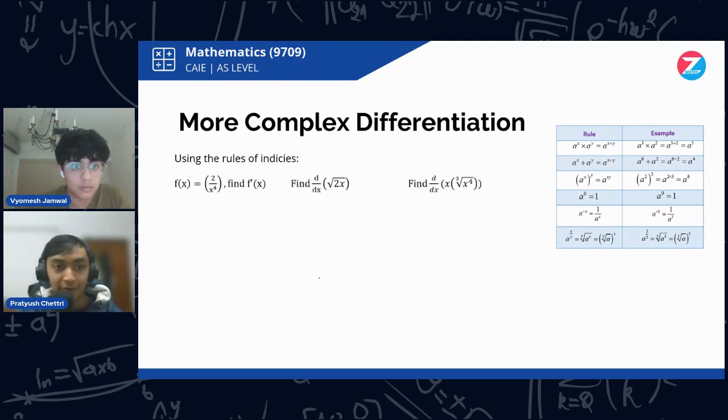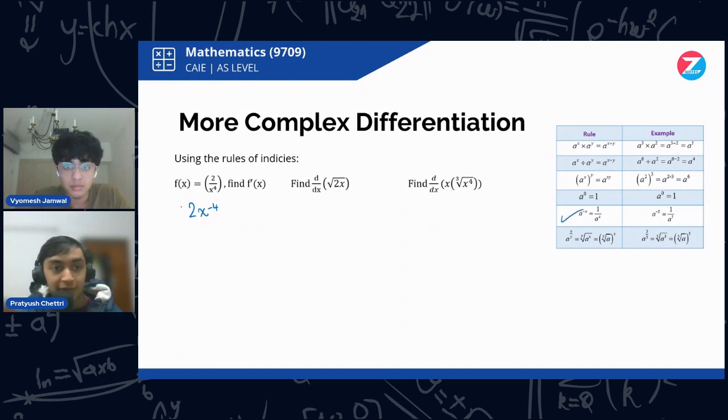You should be comfortable with indices. What does 2 over x to the power 4 mean? Well, you can write this as 2 times x to the power minus 4. The minus means it's the bottom of the fraction. Which one of these rules is that? I don't know, one of those. Oh, here it is. This one.